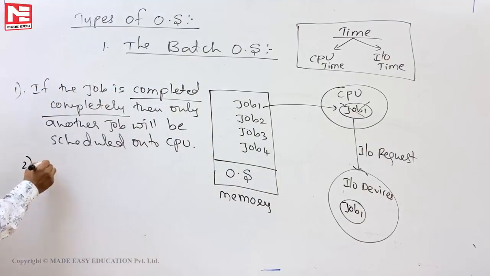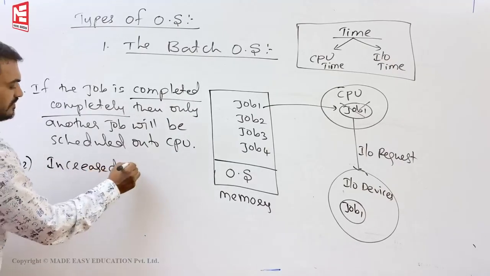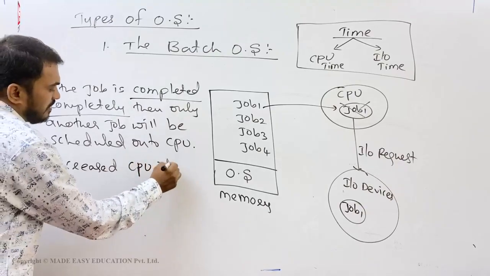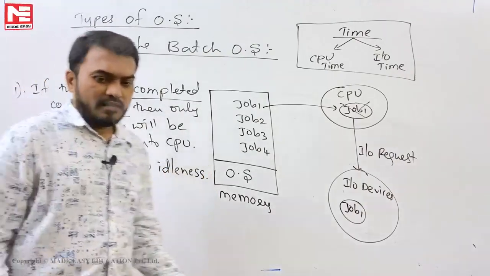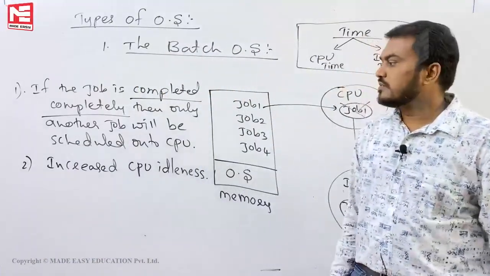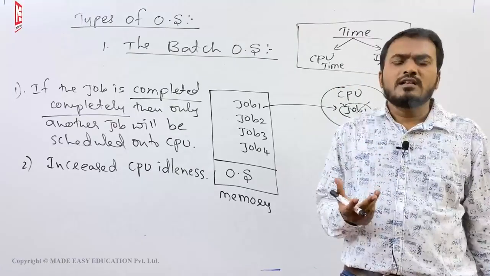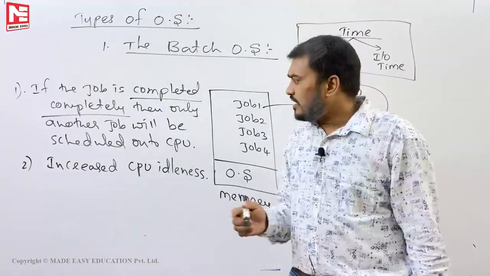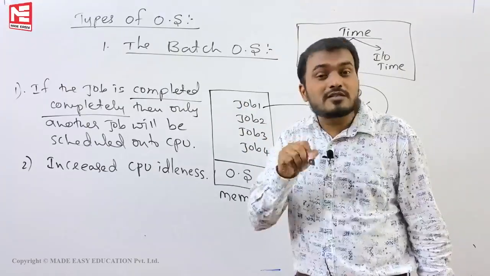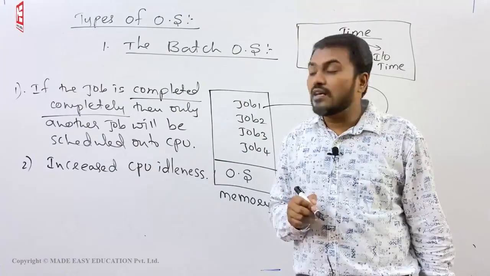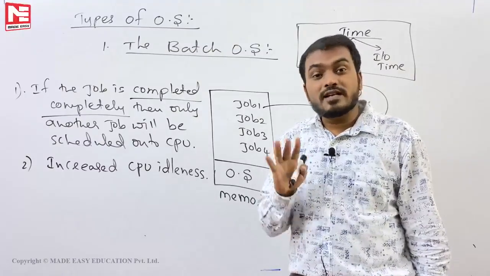Next, second point, note down: increased CPU idleness. It means the CPU is idle for more amount of time. Remember, if the CPU is idle for more amount of time, then what is the effect of that? Efficiency will decrease. The throughput of the system will decrease.